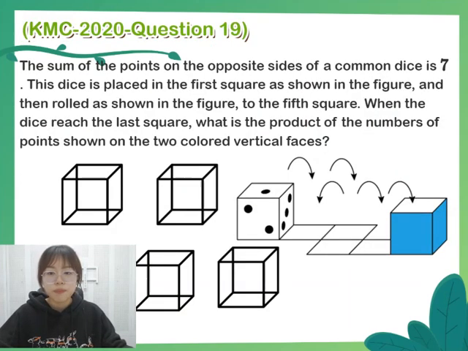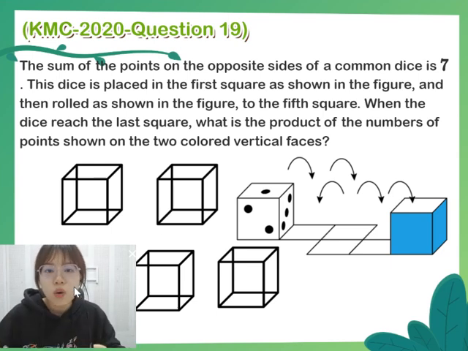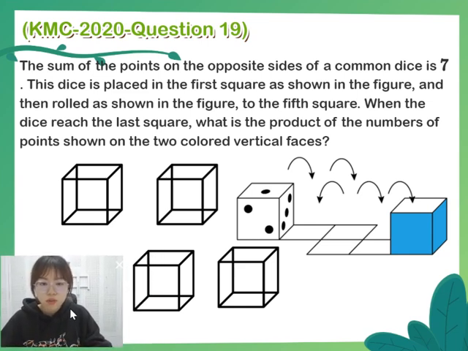Okay, the last one. This one maybe is a little hard because the dice rolls a lot. But don't worry, once we write down one by one, it's so clear. Let's take a look together. I think I need to move myself a little bit.